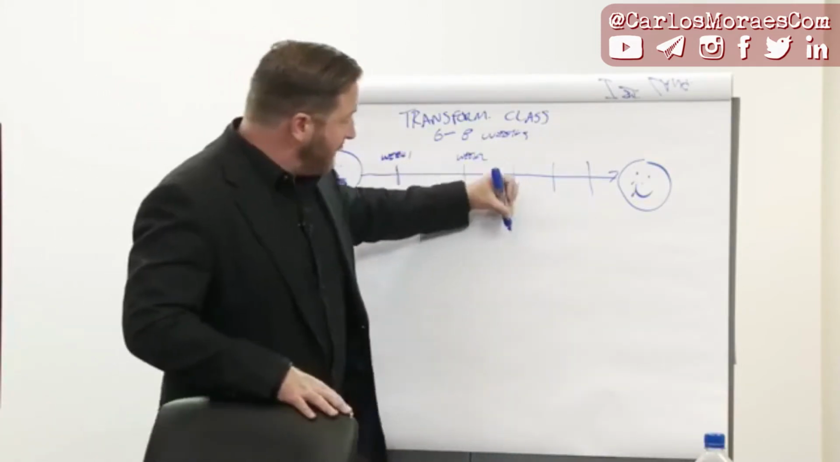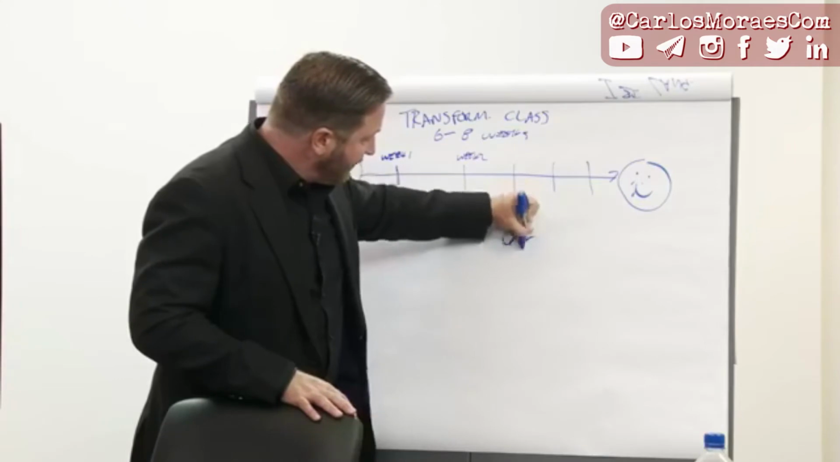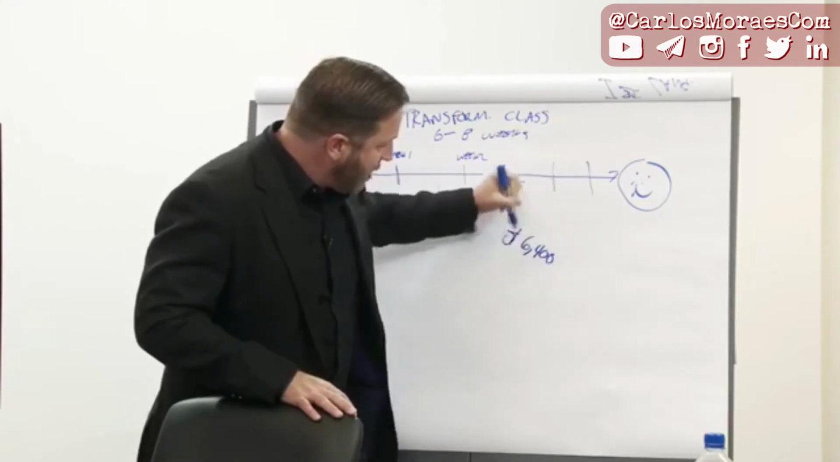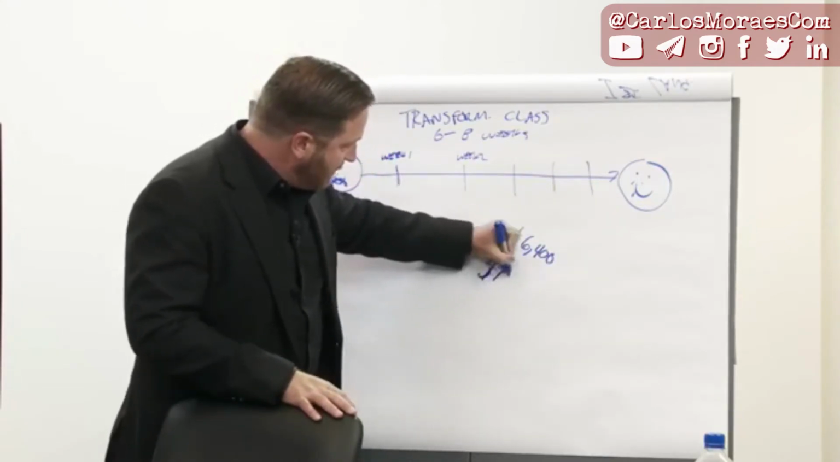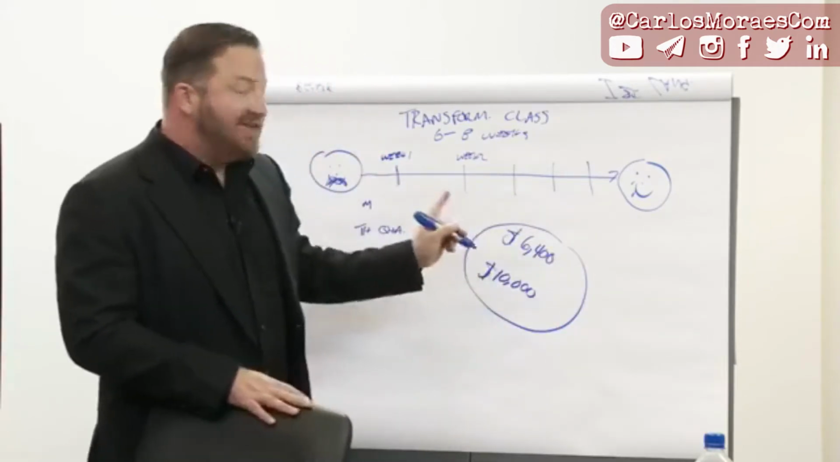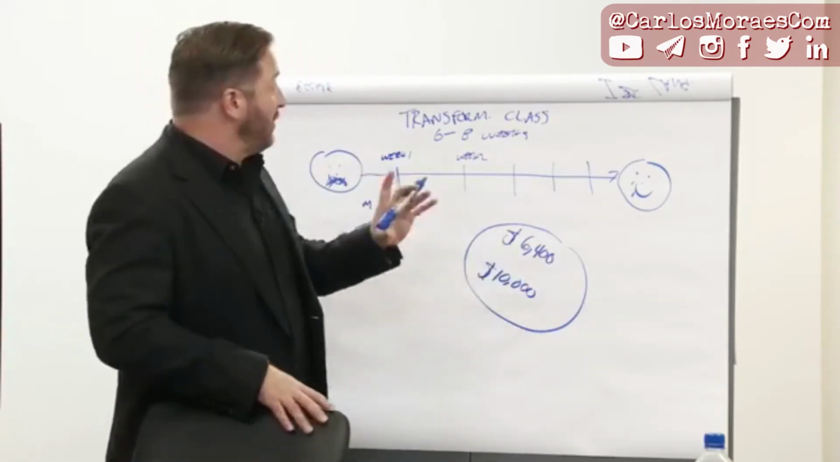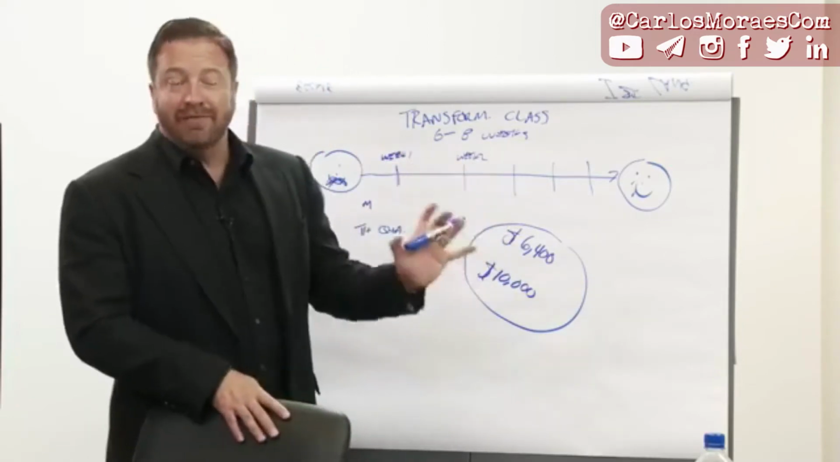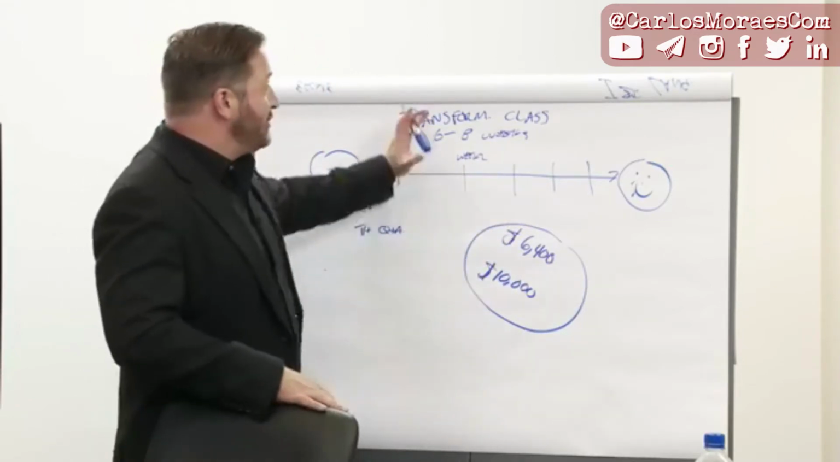I have sold these. My cheapest one ever was $6,400. My most expensive one was $10,000, right? And I have sold tons of these, and it works great, really, really well. All right, so that's how you do the transformational class.